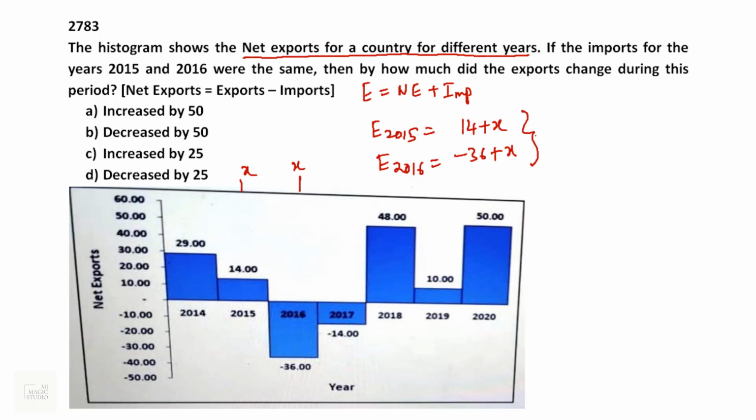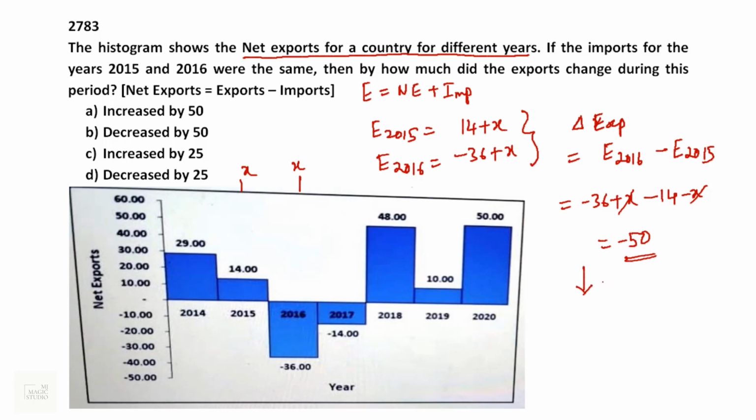We are looking for the change in exports. Change in exports means exports of 2016 minus exports of 2015. That is minus 36 plus X minus 14 minus X, and we get minus 50. It decreases by 50 units. Decreased by 50, option B fits in.